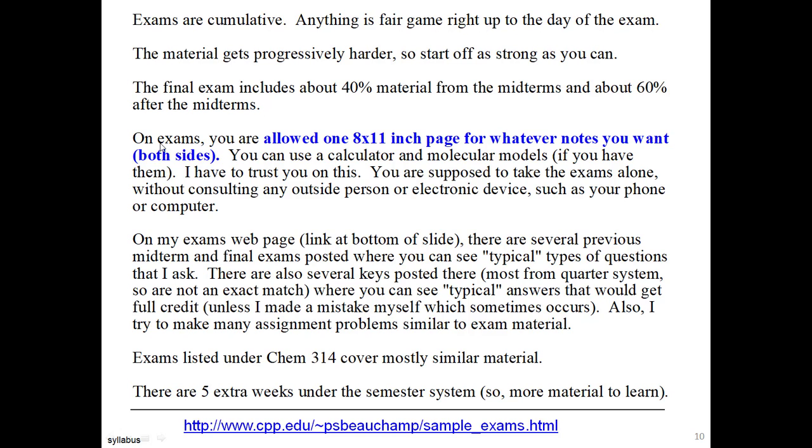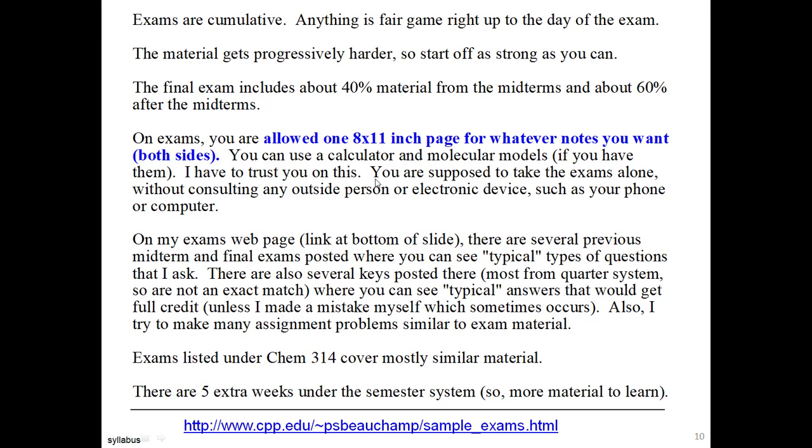Now, this is important. If we were in class, I would strictly regulate this, but since we're not in class, I'm pretty much at the mercy of you honoring the rules of the course. I allow you one 8x11 page. Okay, you can write whatever you want on both sides. I don't care. You can put previous problems from exams or whatever you want. I allow you the use of a calculator. If you have molecular models, you can use those. Not everybody has those. Excuse me. And it's harder to get them now with us not being at Cal Poly. So I have to trust you on this. Okay? Pretty much the honor system.